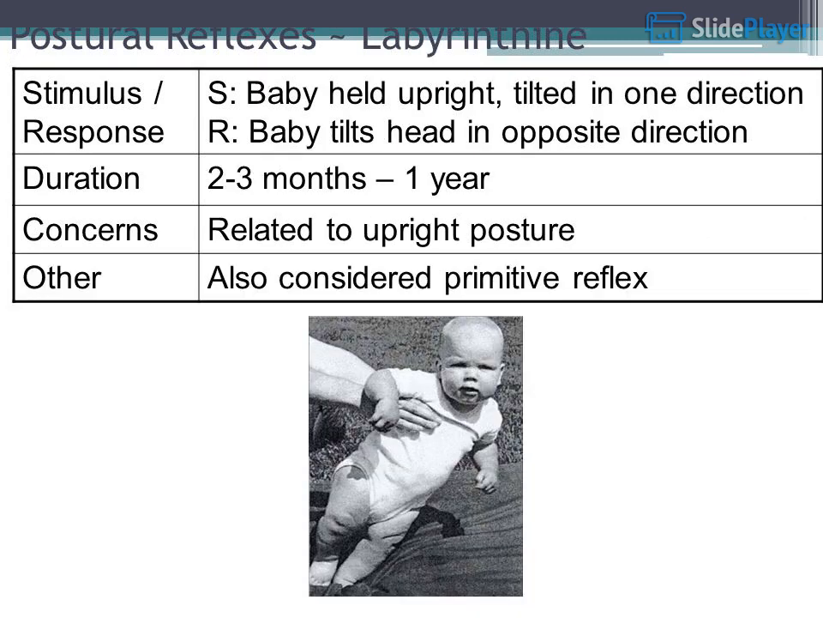Postural reflexes: labyrinthine. Stimulus, response. Stimulus: baby held upright, tilted in one direction. Response: baby tilts head in the opposite direction. Duration: 2 to 3 months, 1 year. Concerns: related to upright posture. Other: also considered a primitive reflex.